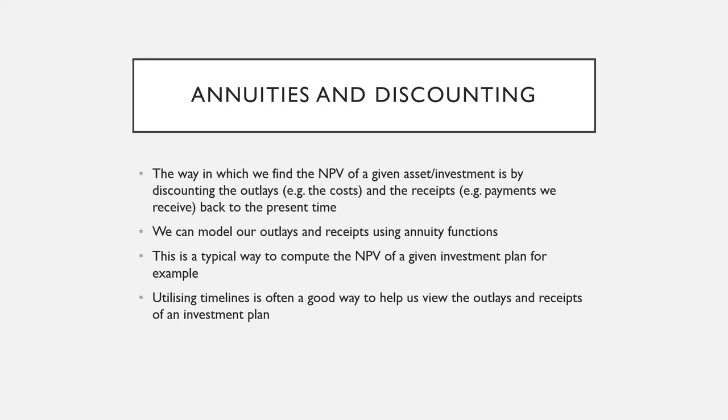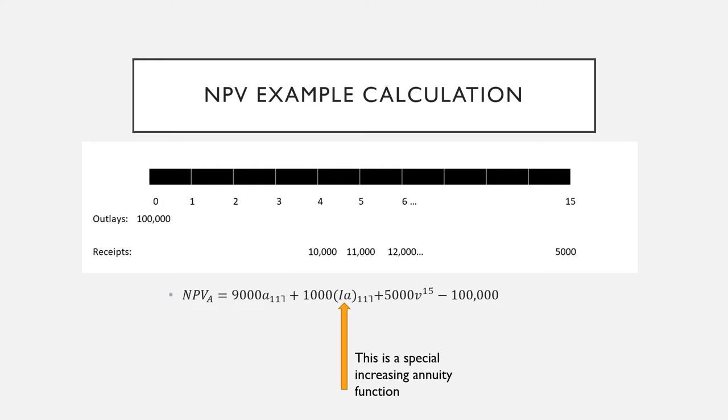So on the next slide, I've got a bit of a timeline of outlays and receipts. You can see here, outlay at time 0, so that would be the price of buying this investment plan, is 100,000, and then the receipts, so the money we get in return, as you can see from year 4, it's an increasing annuity of 1,000 each year, and that's a special type of annuity function. The thing you need to take from this is that the receipts are positive and the outlays are minus, which is why it's minus 100,000.